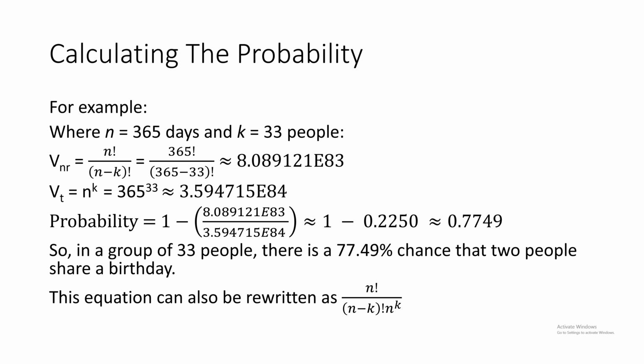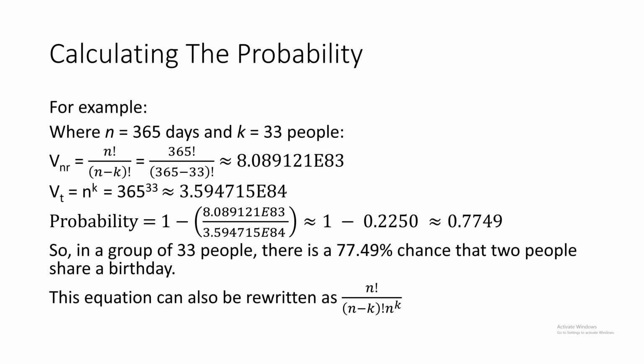So for the probability, we would subtract our VNR over our VT from 1. The ratio is 0.2250, so subtracting from 1, we get 0.7749. So in a group of 33 people, there is a 77.49% chance that 2 people share a birthday.